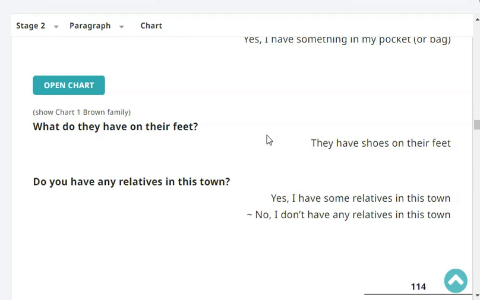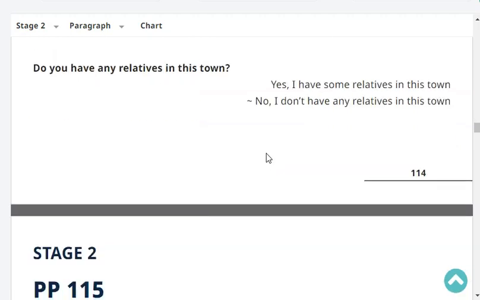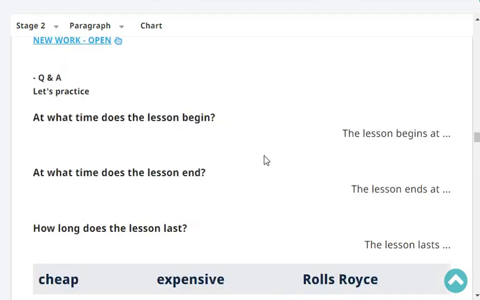Very good. Do you have any relatives in your town? Yes or no? Yes, I have some relatives in my town. Very good. What time does the lesson begin? The lesson begins at 8 a.m.